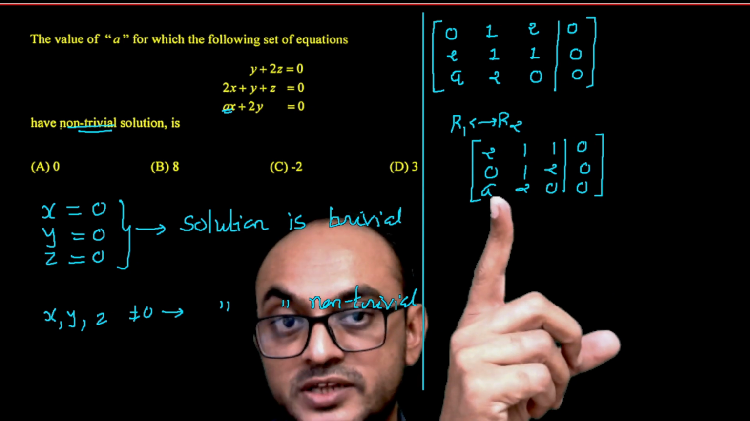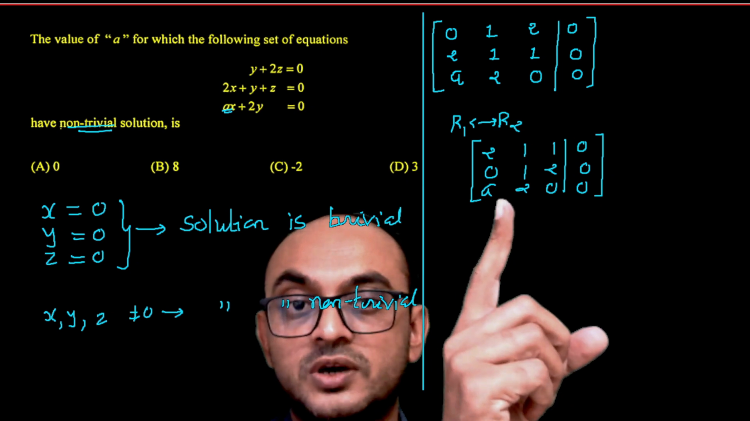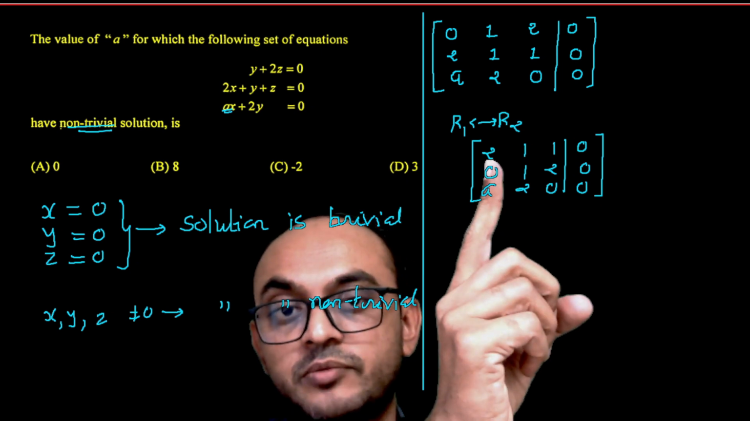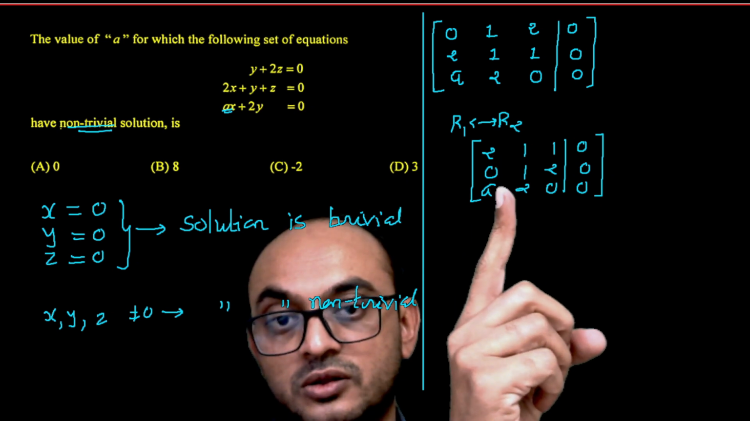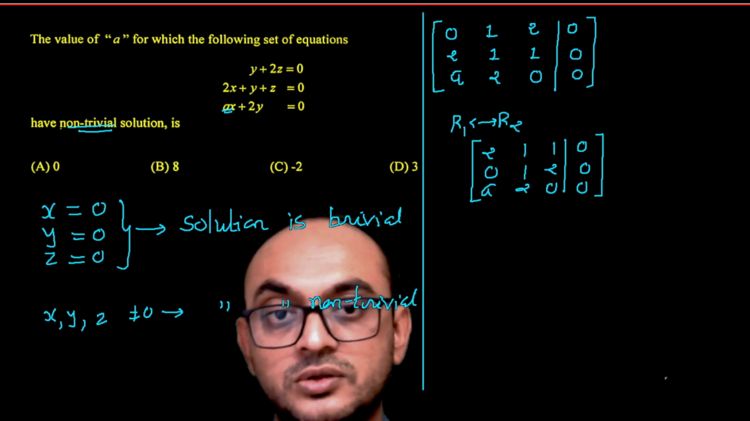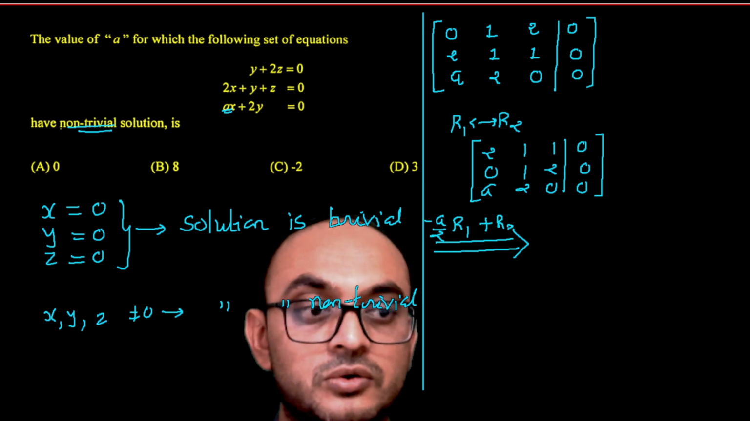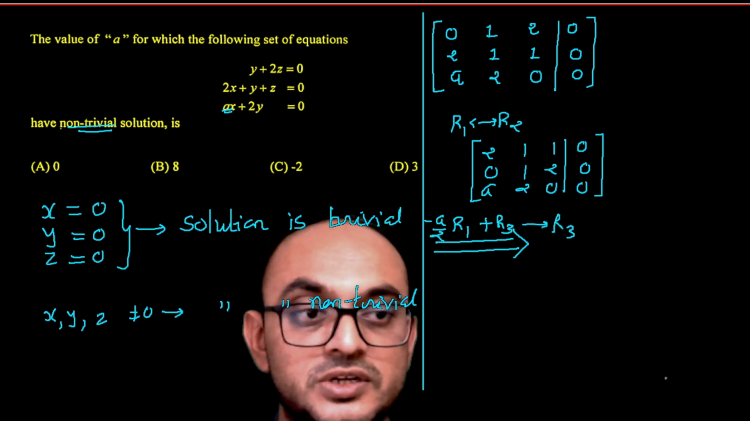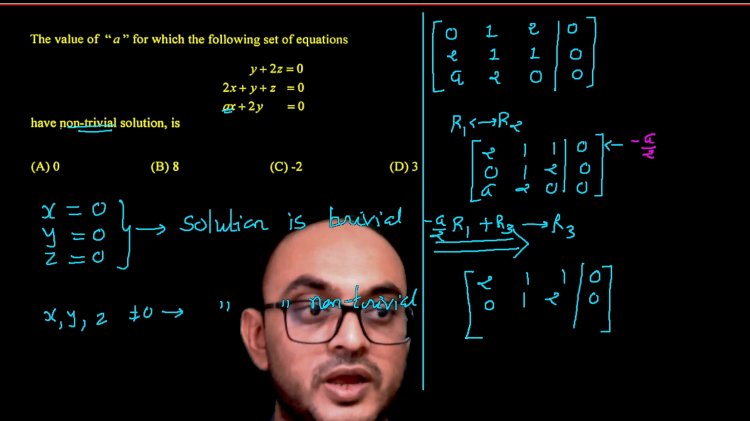This element is already 0. Now I convert this element into 0. How do I convert? To convert this element into 0, I multiply the first row by minus a upon 2, add in the third row and substitute in the third row. And so what do I get?